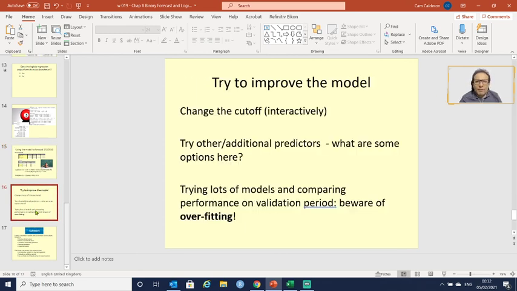Okay, so how to improve the model? We can change the cutoff. The cutoff is the threshold that I choose at the beginning. We can make it bigger, we can make it smaller, so we can fix in just returns that are minus 1% or higher, or we can say minus 2% or higher to be more sure of going strong in that position, etc. We can also try additional predictors to improve the model, and try lots of models, comparing the performance with the validation period.